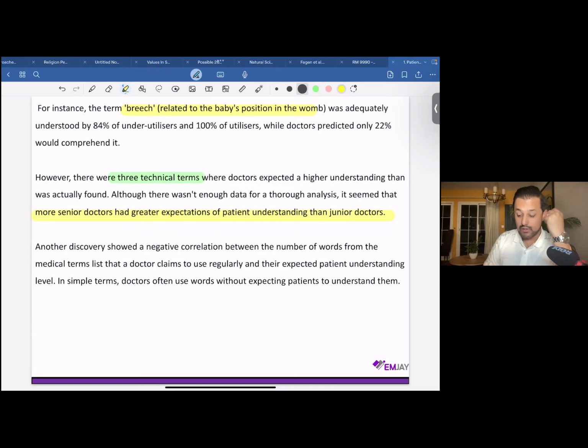Another important result that needs to be kept in mind. Another discovery showed a negative correlation. When one variable increases, the other one decreases, or when one decreases, the other one increases. Another discovery showed a negative correlation between the number of words from the medical terms list that a doctor claims to use regularly and the expected patient's understanding level. So, the more words doctors use, the lower the understanding the patients had of this. Doctors often used them without expecting patients to understand them.